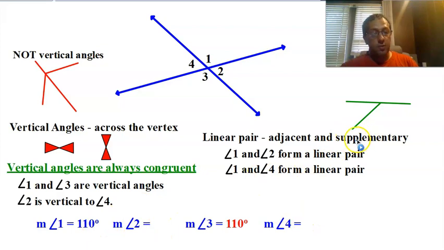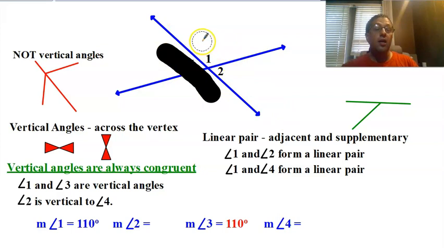Well, it says they're supplementary, right? They're a linear pair. Angle 1 and angle 2. See, they form this straight line right there. And I find a lot of times it's easy to cover up the things I'm not looking at. I'm just looking at 1 and 2, so cover up the other ones. A lot easier to see the relationship there. Now, normally you can't write on that, but you can cover it up with your hand.